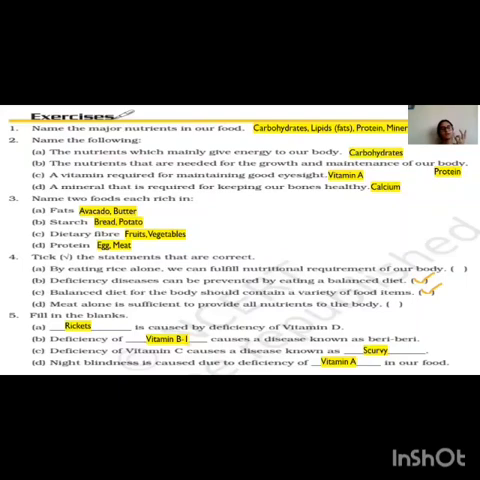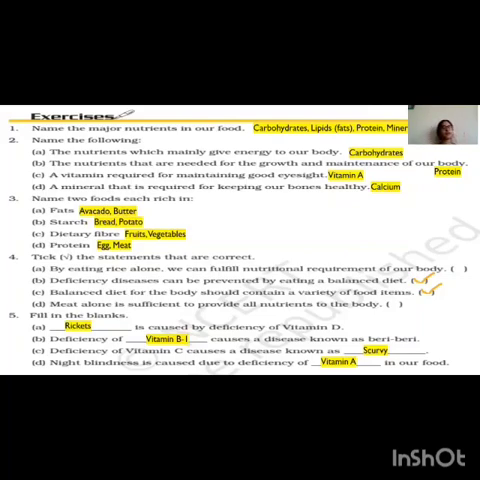Yeah. A vitamin required for maintaining good eyesight. Now, I know we didn't talk about this, but vitamin A is very, very important for maintaining good eyesight. So, as I said before, if you have a deficiency of a few vitamins, you won't be healthy, right? And if you have a deficiency of vitamin A, you won't have good eyesight, because vitamin A is responsible for maintaining good eyesight.